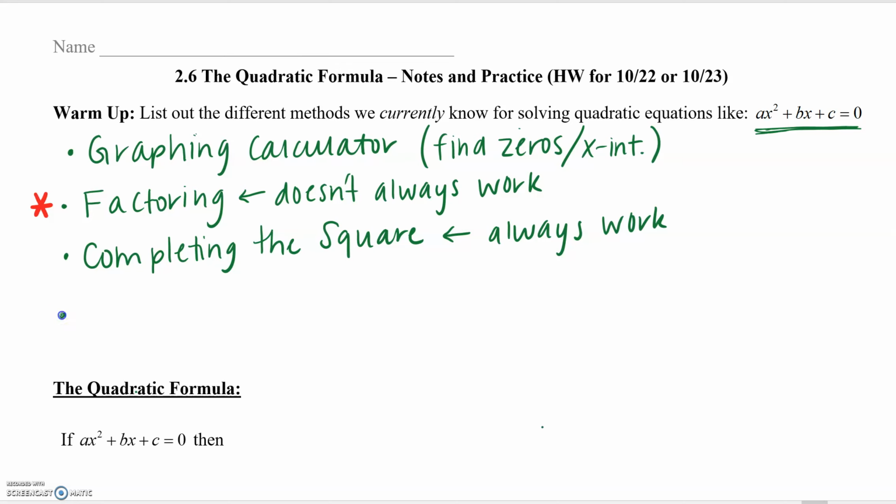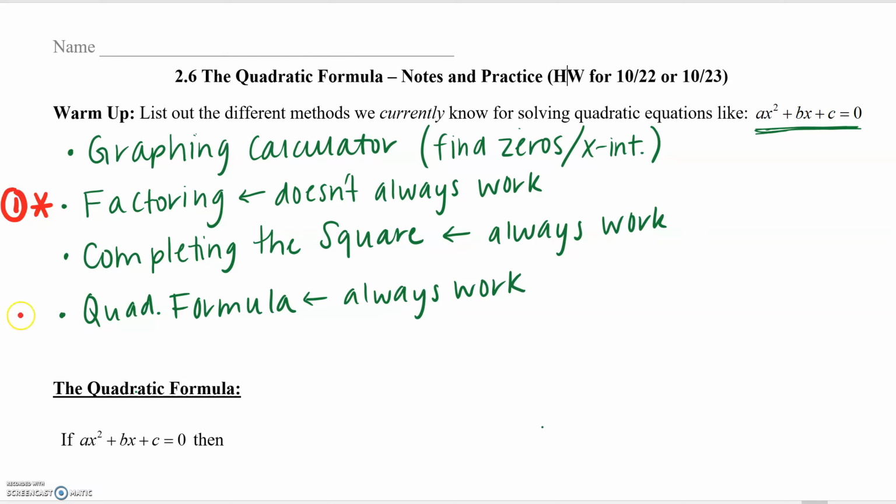Now, the final one, which maybe you thought of based on the notes title for today, is the quadratic formula. The quadratic formula is another one of these techniques that will always work. If you couldn't factor something, but you still needed to solve it algebraically, probably my second best option would be the quadratic formula. So I would try factoring first, I would try the quadratic formula second, and then maybe I'd rely on completing the square if I was asked to do it.